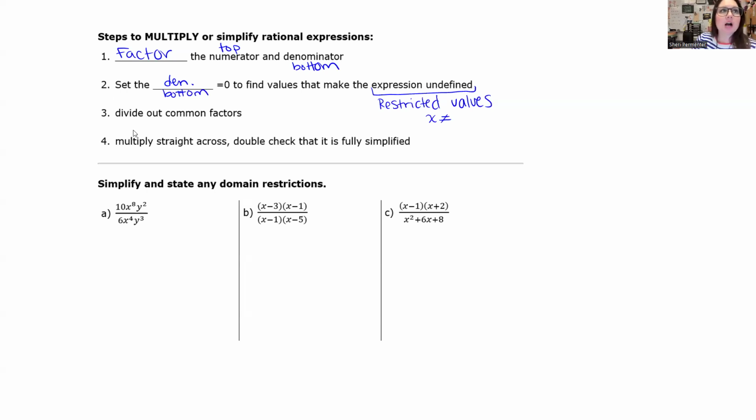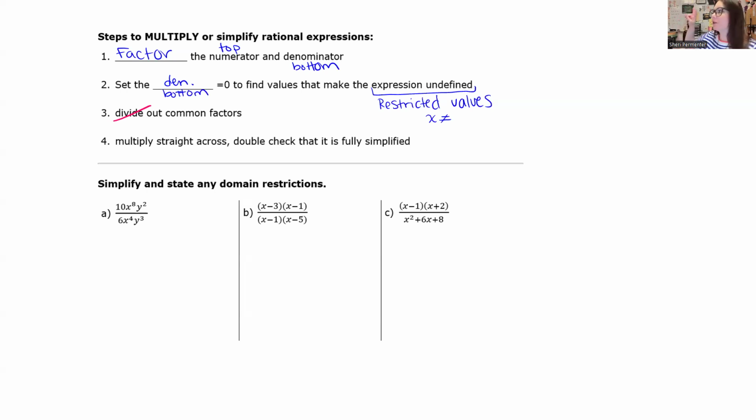We will divide out common factors, and when we divide out, we're going to mark them off. And then we're going to multiply straight across, and we're going to double check that it's simplified.